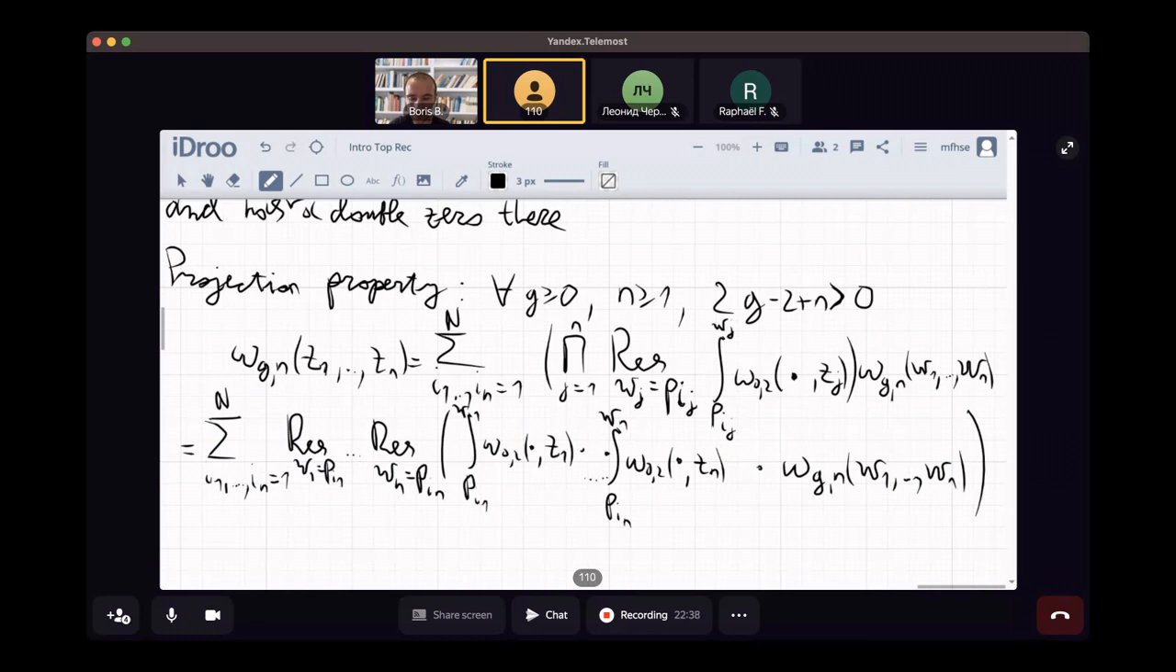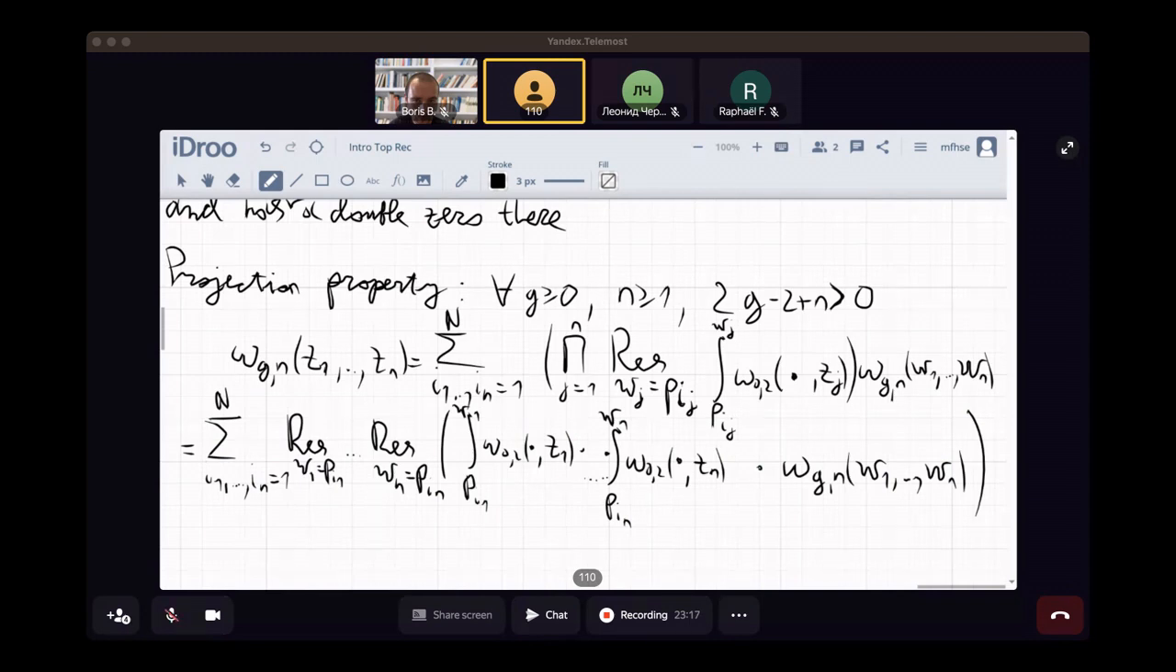But let's recall what this guy was, the integral of omega 0 2. Omega 0 2 was p z1, p z2 over z1 minus z2 squared, right? So what was the integral of that? It was basically, in this case, 1 over w minus zn minus 1 over pi minus zn, right? So what will happen when you take a residue of something times this guy?